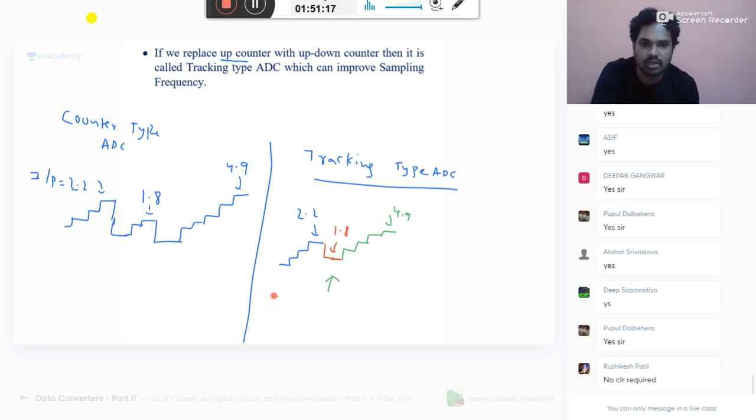Okay, here what is the advantage? Sampling time. What is sampling time, sir? The time between two successive samples decreases, and sampling frequency increases.